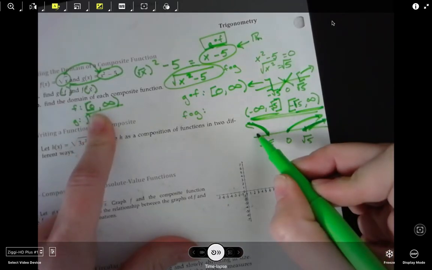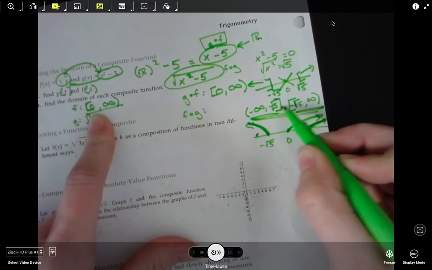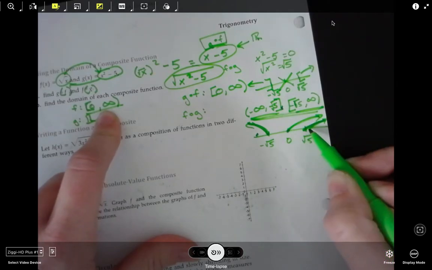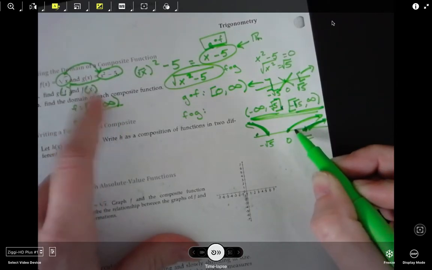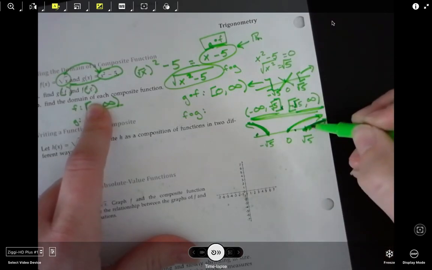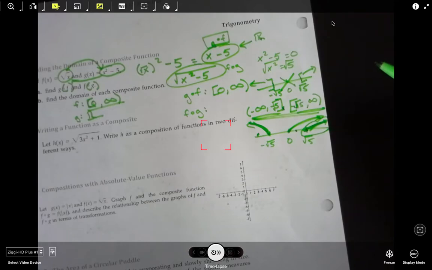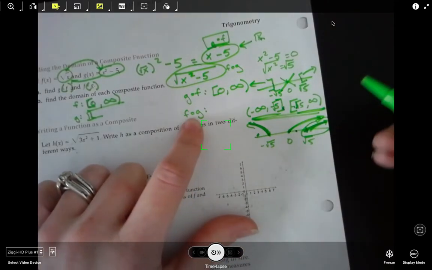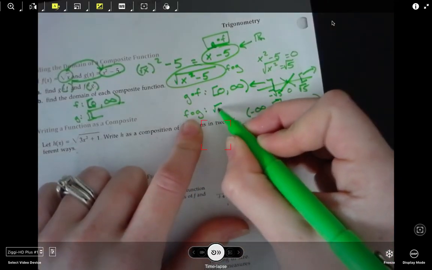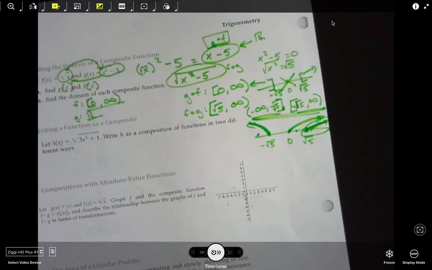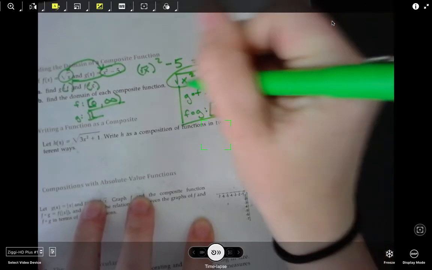So anything that's underneath of here works for this equation, but not for this one. Anything that's between 0 and the square root of 5 works for this one, but not for this one. So really, we're only looking at this side here because that's the only piece that works for both. So for f composed of g, it goes from the square root of 5 to infinity like that. And here are your domains.